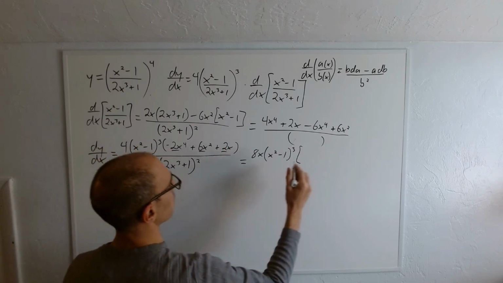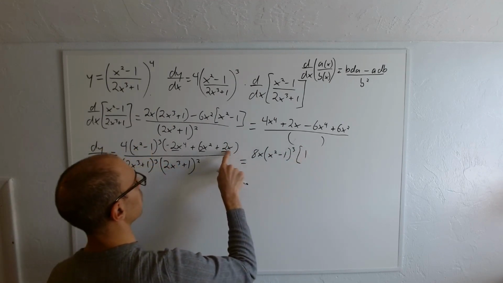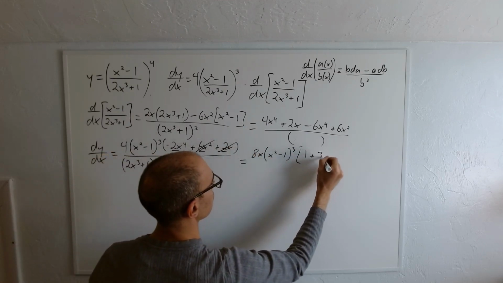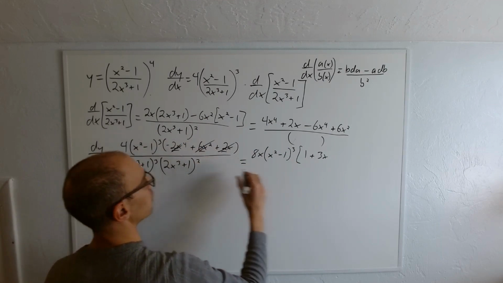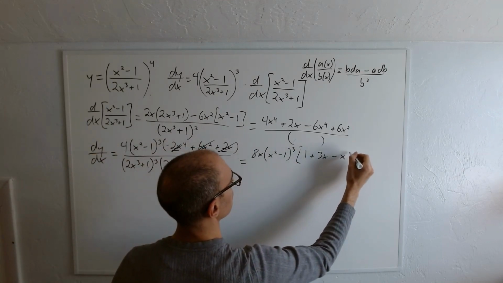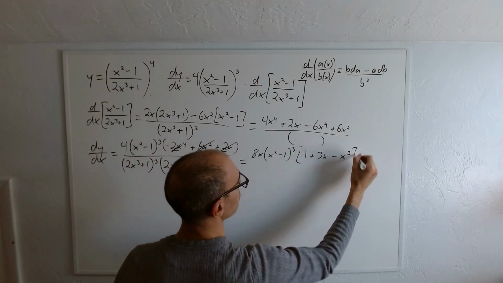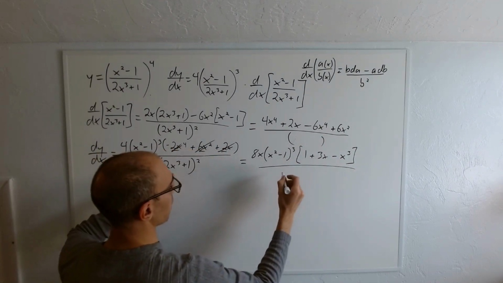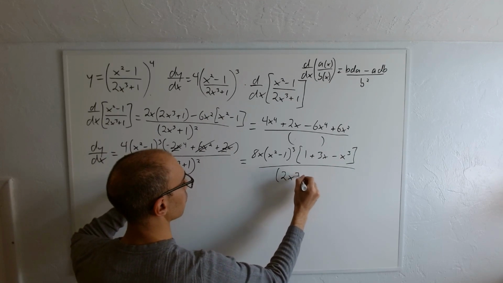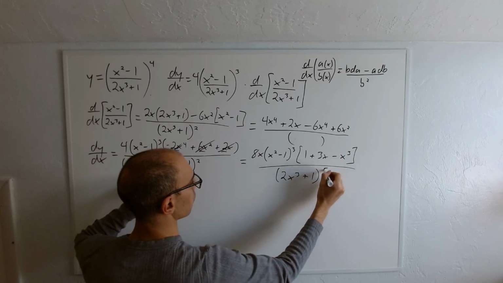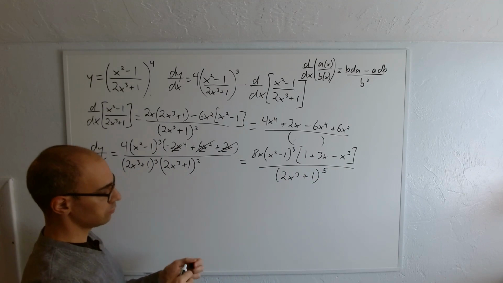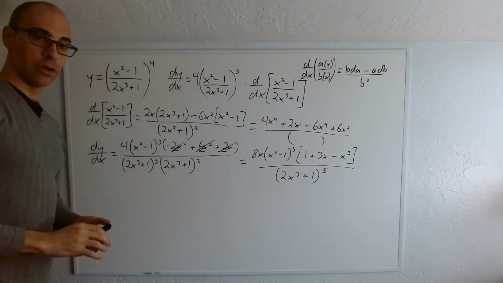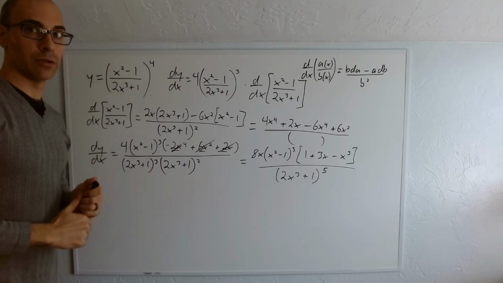Now we factor the 2x out of each piece, which gives us from here a 1. From here, it gives us a 3x. And from here, it gives us a negative x cubed over this to the 5th power. Okay. And that is our final answer for this one. I'll clean off the board and we'll move on to our final problem for today.